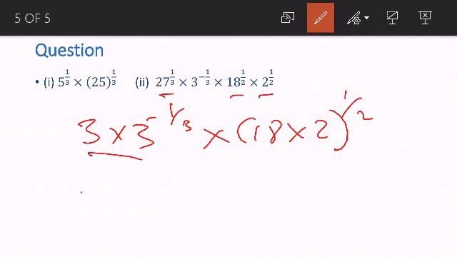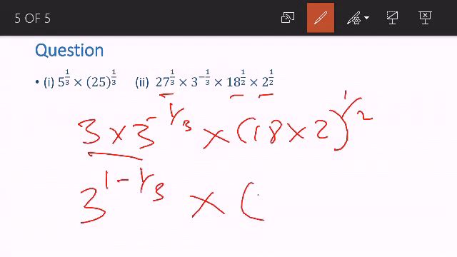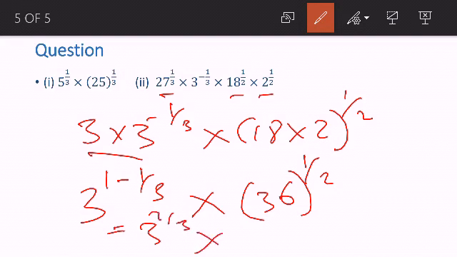Now this 2, we can apply the first law of indices, multiplication law, which is 3 raised to the power 1 minus 1 over 3, multiplied by, now 18 times 2 here is 36, raised to the power half. Now this gives us 3 raised to the power 1 minus 1 over 3 is 2 over 3. Now multiply by 36 raised to the power half means square root of 36, which is 6.